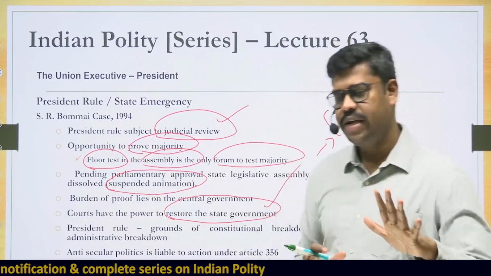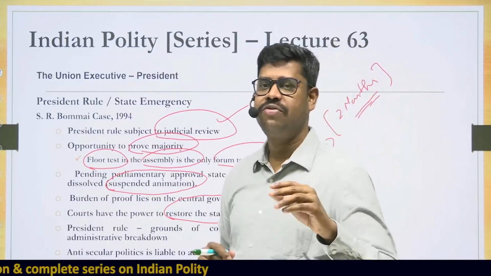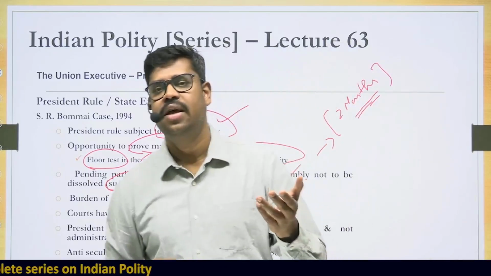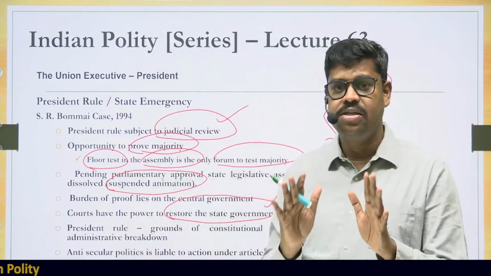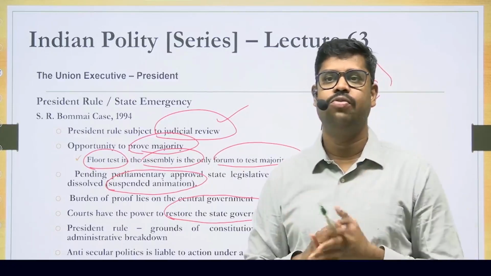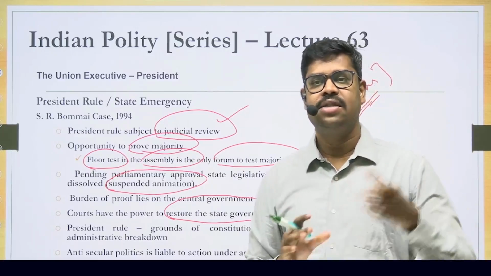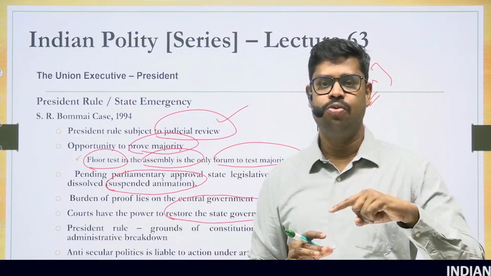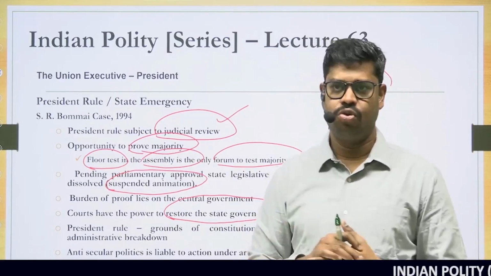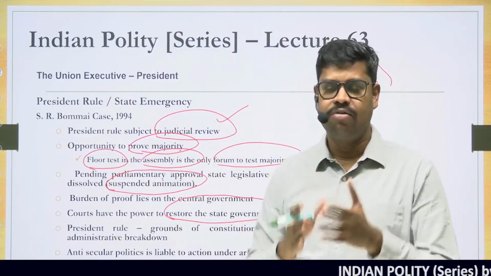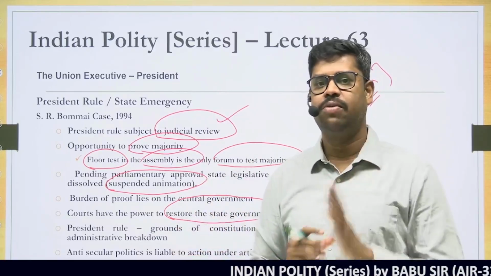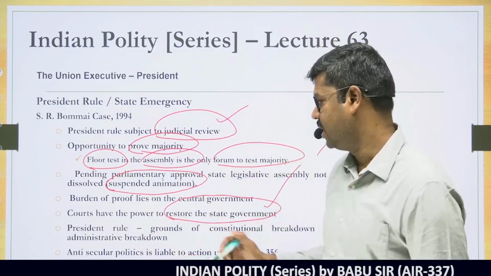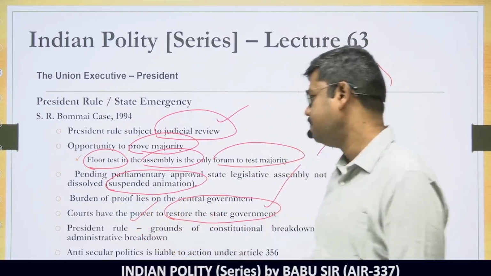So in any state where the president rule is imposed, if any state challenges that, then the burden of proof lies in the central government. The state government doesn't have to prove that the center was wrong in imposing the president rule. It is a center's responsibility to prove that they are right in imposing the president rule, that they have got relevant material, or they have the proof of constitutional breakdown in that particular state. So whose responsibility is that? It is a responsibility of the center. That is again a very important thing.